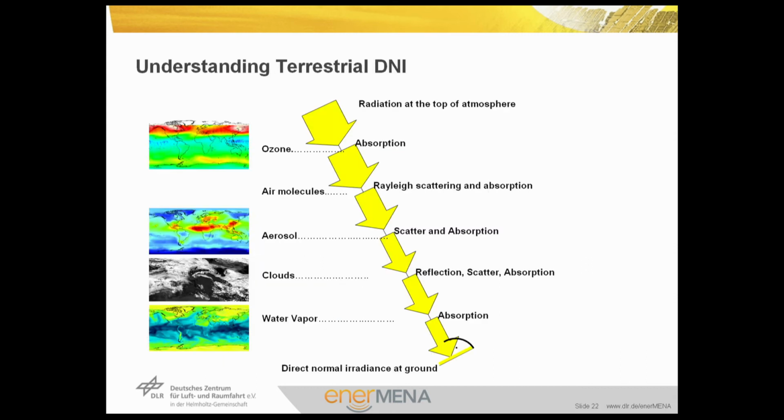If we want to understand terrestrial DNI, we can have a look at this sketch. So first we have the radiation at the top of the atmosphere. Then some radiation is absorbed by ozone. Some radiation is Rayleigh scattered and absorbed by air molecules. There's scattering and absorption due to aerosols. Clouds reflect, scatter and absorb radiation, and water vapor absorbs radiation. And then we see the direct normal irradiance at the ground.